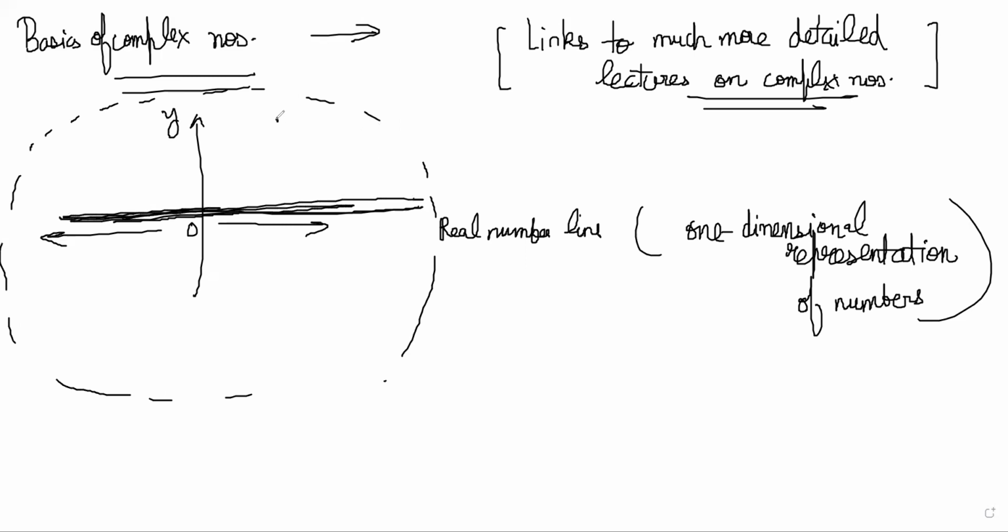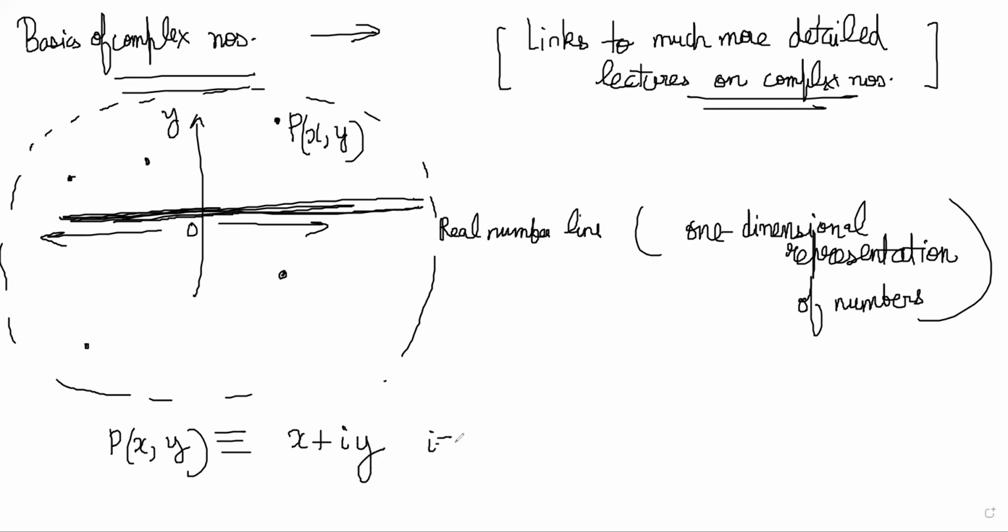Whole plane means any point here can be given a coordinate x comma y. These points could be anywhere, and all points have coordinates. So every point that you represent as x comma y can now be written in terms of a complex number. Each point in the two-dimensional plane represents a complex number, and the complex number it is equal to is x plus iy, where i is equal to root over -1. i is a constant, it is the square root of -1.